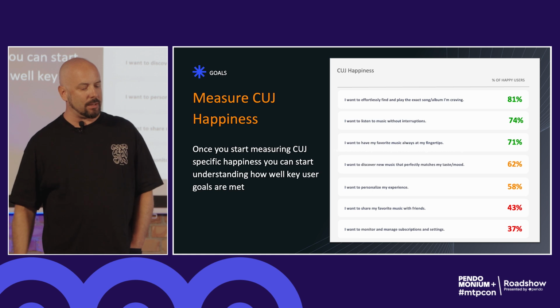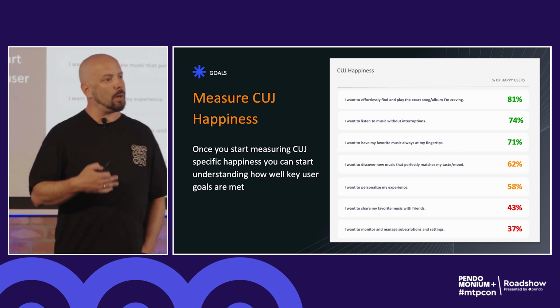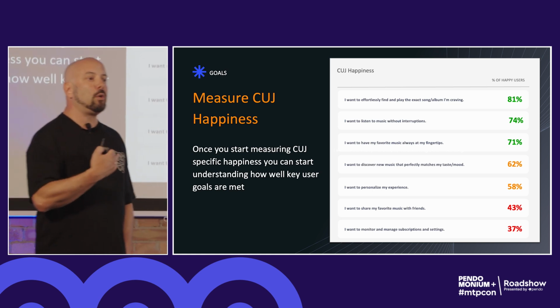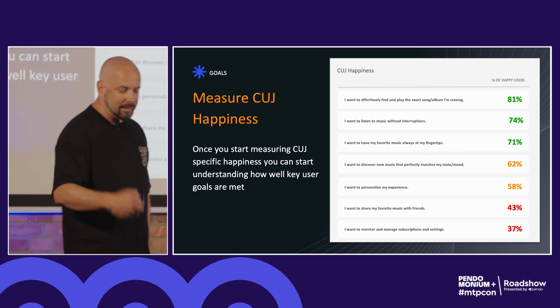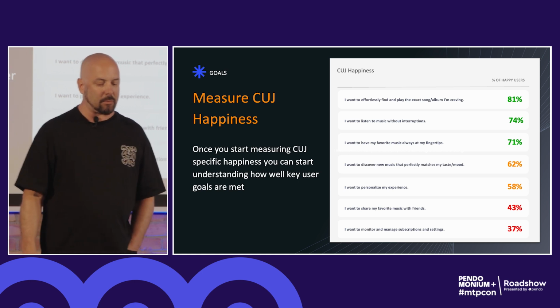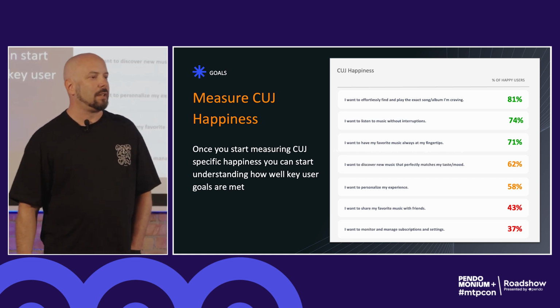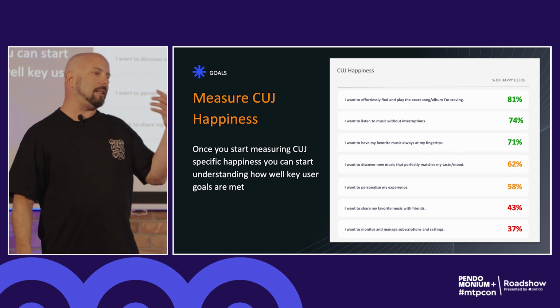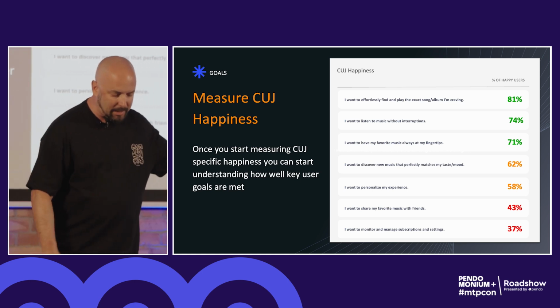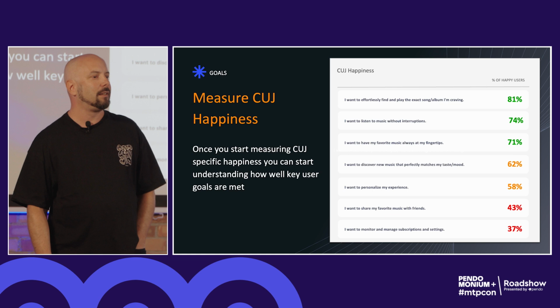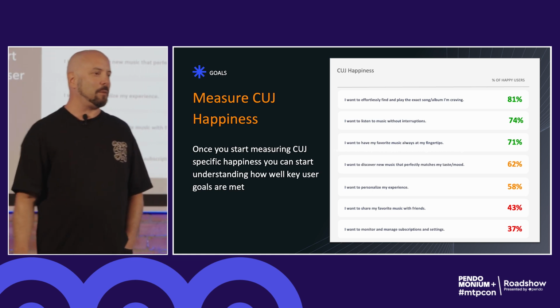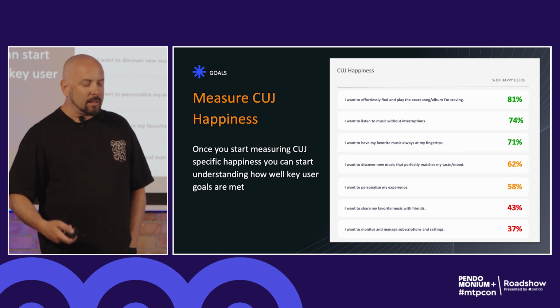Now we have those 7 journeys, and we can report the satisfaction with those journeys broken down by those journeys, right? So you see, like, I want to effortlessly find and play the exact song or album I'm craving. 81% of users say satisfied or very satisfied. These are completely made up numbers, right? I'm not sharing anything real here. And then you might see that there's something else they're not happy with, which here is like managing subscriptions and settings, because they might be really hidden, because we don't want them to change them. And so a lot of people are not happy with that.